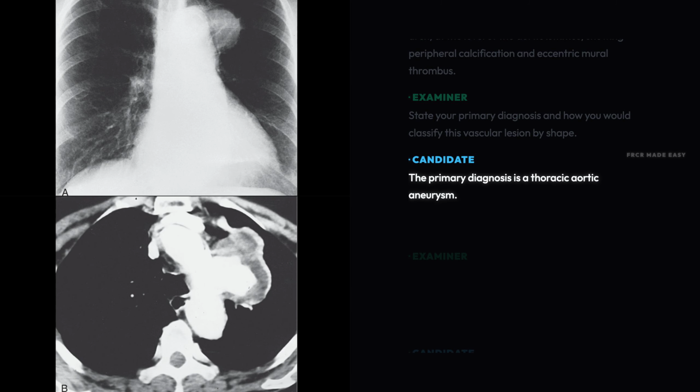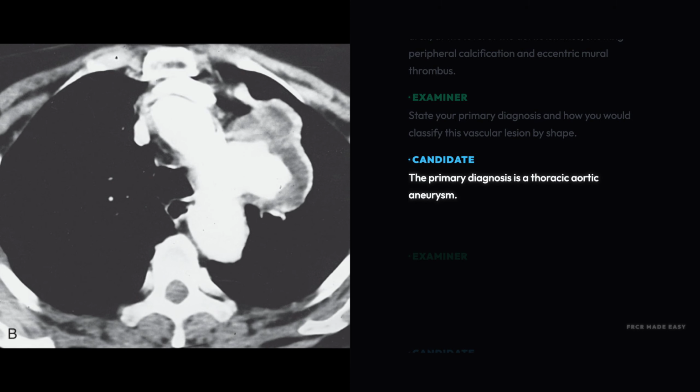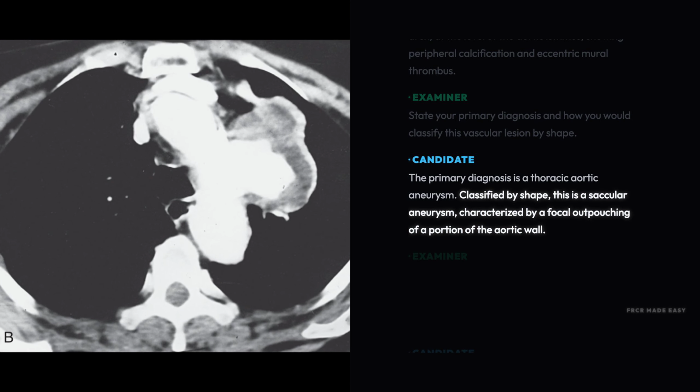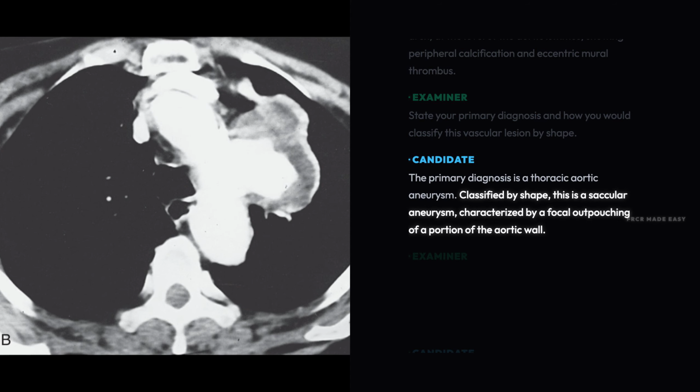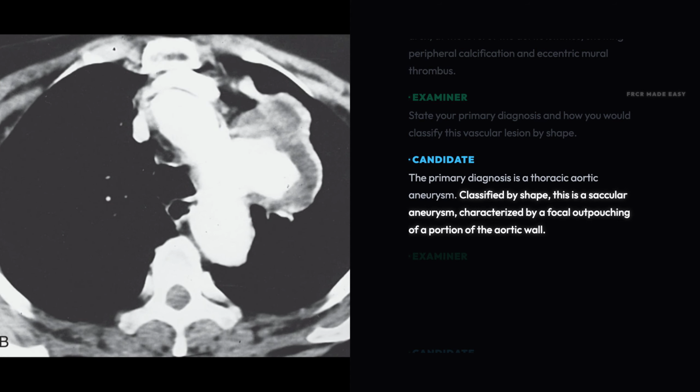The primary diagnosis is a thoracic aortic aneurysm. Classified by shape, this is a saccular aneurysm characterized by a focal outpouching of a portion of the aortic wall.